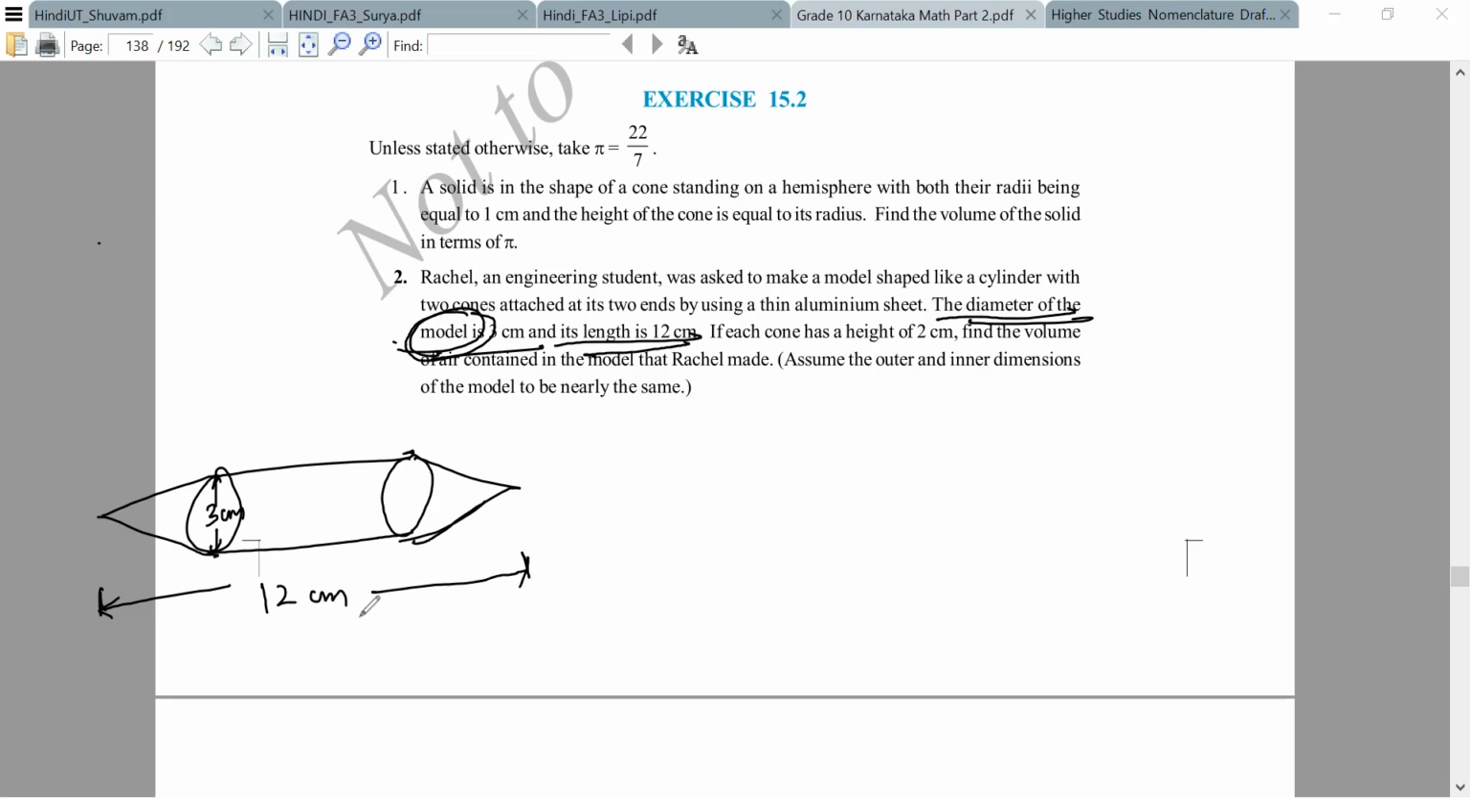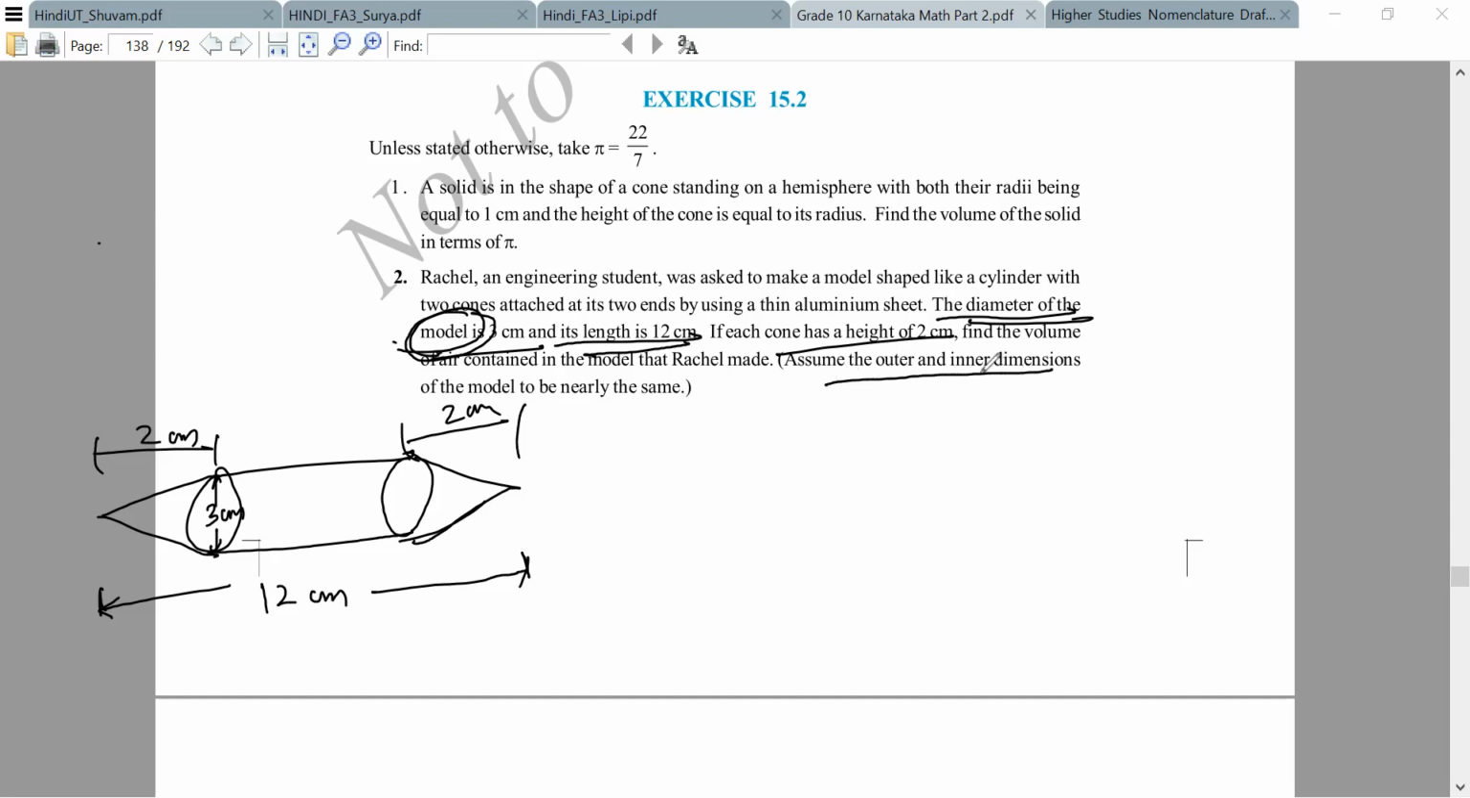Yeah, that's something which you have to pay attention to. They did not say length of the cylinder, they did not say length of the cones, they said length of the model. So the entire model is 12 centimeter long or high, however you want to put it. Good with that? Height of each cone is 2 centimeters. So this is 2 centimeter. This is also 2 centimeter.